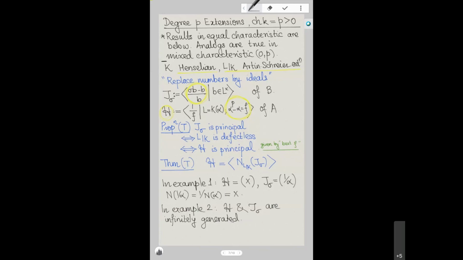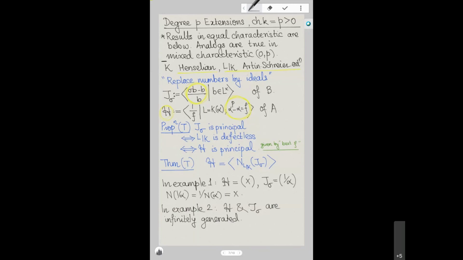A couple of interesting results that we found: we have a generalization of the fact that Swan conductor equals ramification breaks for degree P extensions. So the ideal H that you're seeing on the screen right now is going to become the new break in the degree P situation. You can read the details here again.